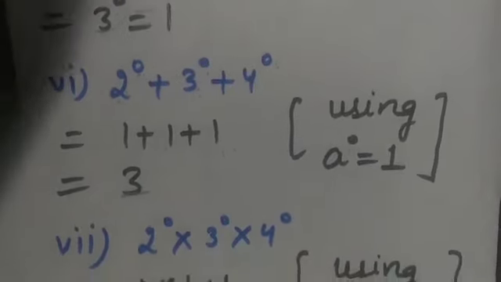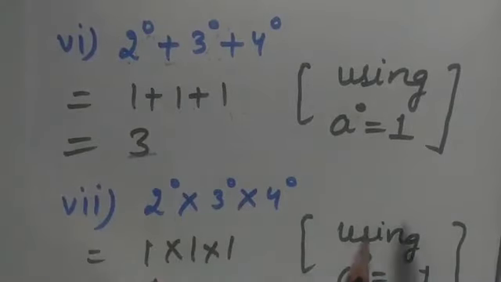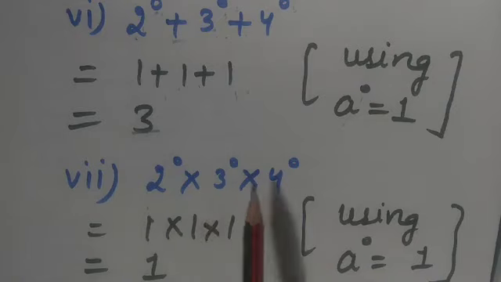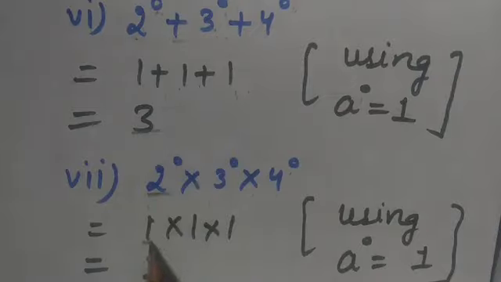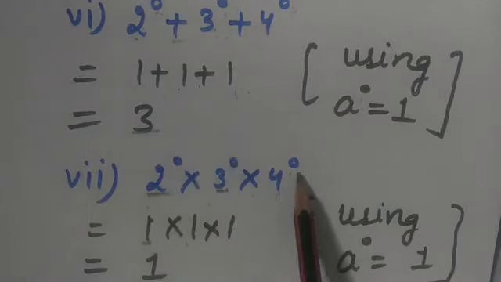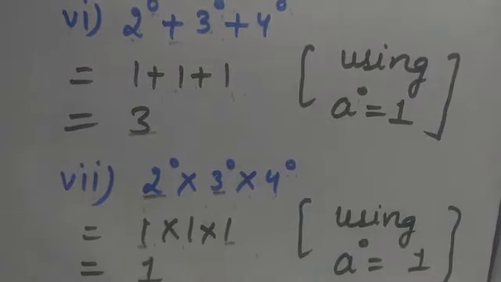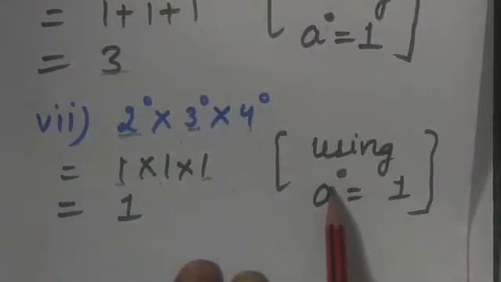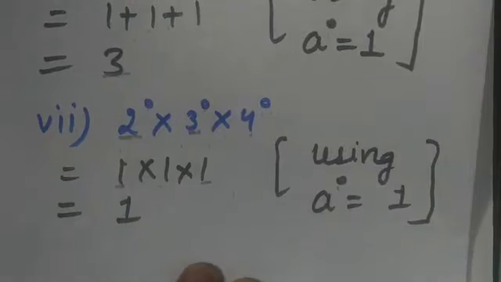Seventh part. Now in place of addition I have multiplication. So 2 raised to the power 0 into 3 raised to the power 0 into 4 raised to the power 0. Any number raised to the power 0 is 1. Now 1 into 1 into 1 is 1. So its answer is 1. Which law have I used? Any number raised to the power 0 is 1. So this is your part number 7.